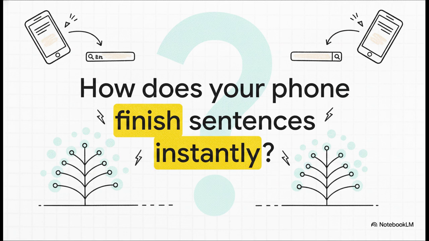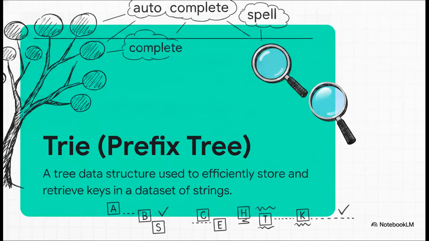Have you ever actually stopped to wonder how your phone finishes your sentences almost instantly? Or how a search bar predicts exactly what you're looking for after typing just a couple of letters? I mean, it feels like magic, right? But under the hood, it's a beautifully structured algorithm working at literal lightning speed to sift through thousands, if not millions, of possibilities. Enter our hero for today, the Trie.